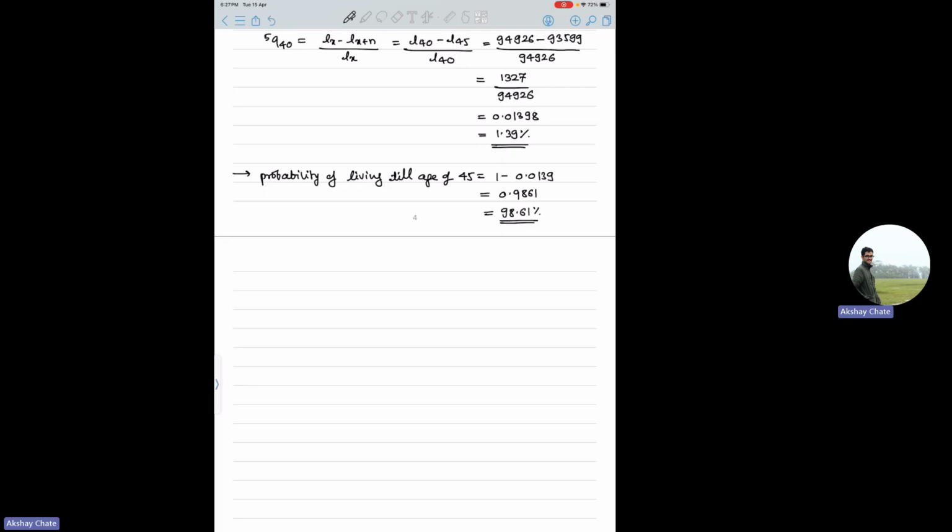Problem, similar problems. Okay. Same question they had asked. Okay, a person of age 30 will live to age 45. What is the probability of him living? Okay. So that will be 15 P30. Okay, so that will be L45 by L30. Okay, you can do the same calculations.